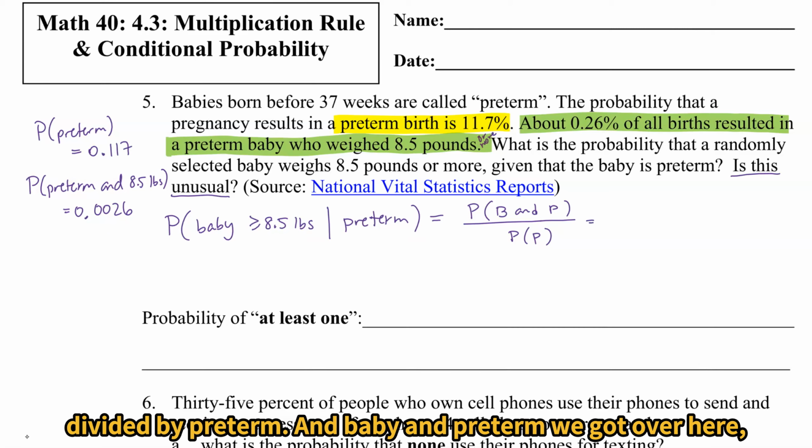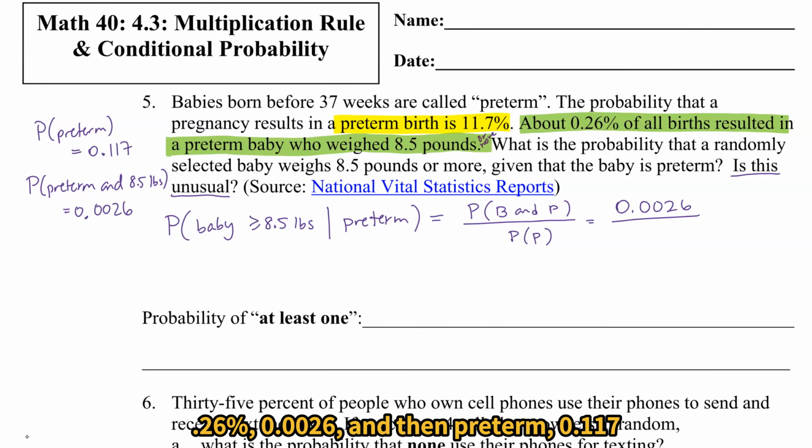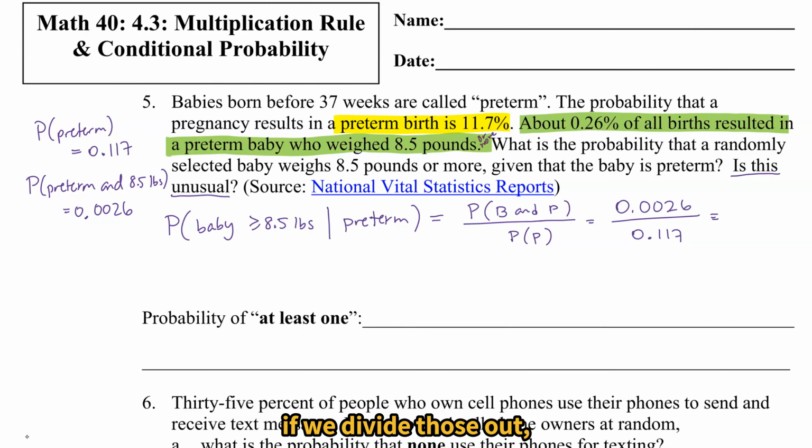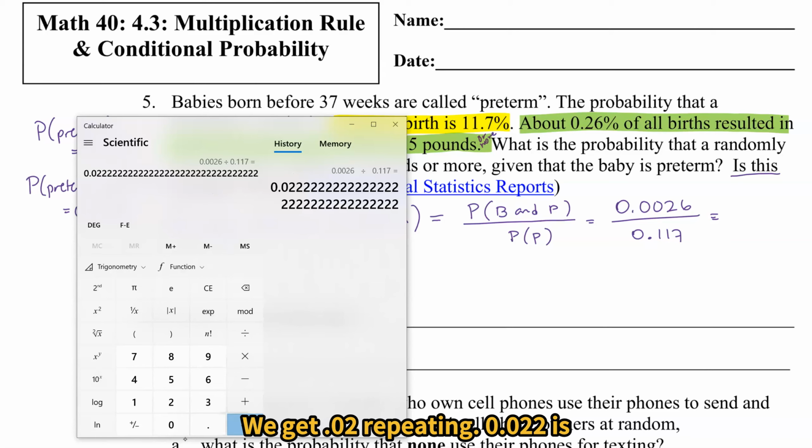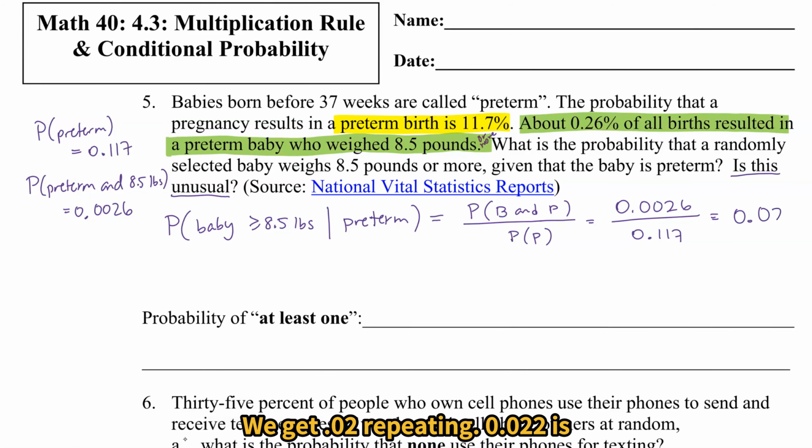And baby and preterm we got over here, 0.26%, which is 0.0026, and then preterm is 0.117. If we divide those out, let's do this division in our calculator. 0.0026 divided by 0.117. We get 0.02 repeating. 0.022 is sufficient.